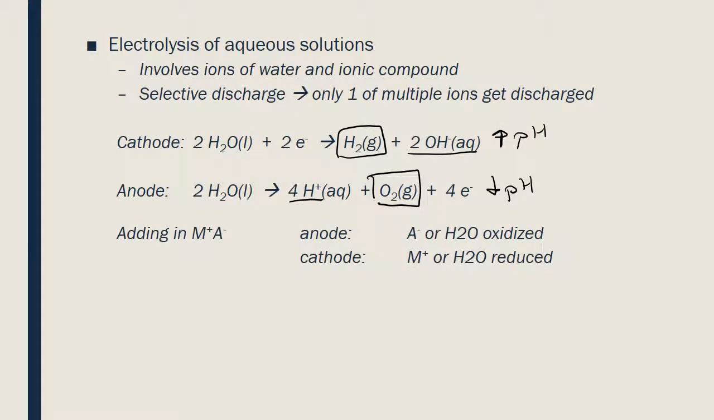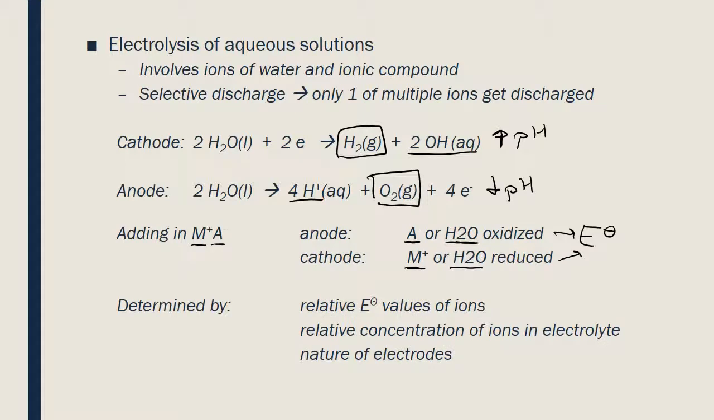So now let's add in a salt. Once we add in that salt, we're just representing a generic salt by M+, your metal, and then your anion. That means at the anode, either your anion, so your negative ion, or water could be oxidized, and it all depends on the E theta value that you find in table 24. At the cathode, your metal, M+, your cation, or water can be reduced, and again it all depends on that E theta value and determining which one's going to be selectively discharged.